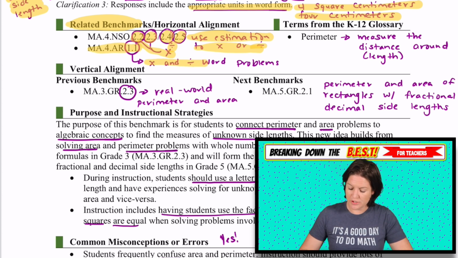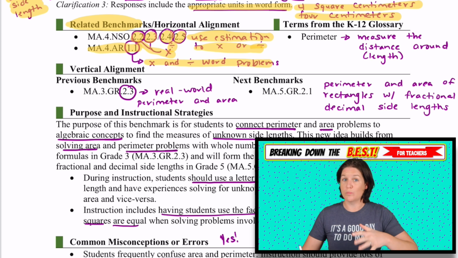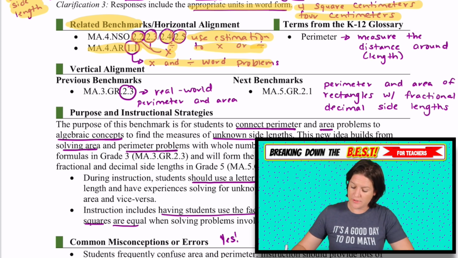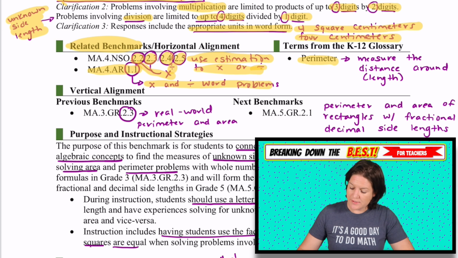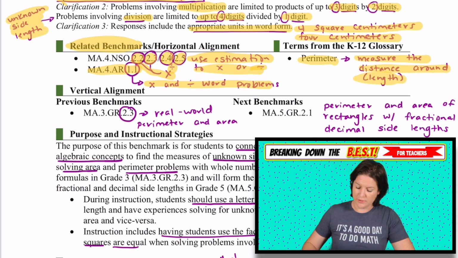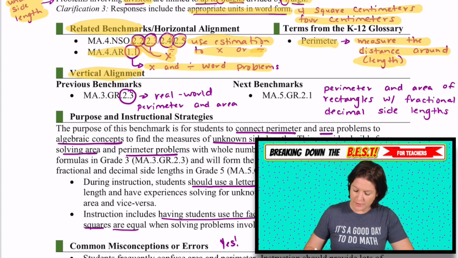4.AR.1.1 is multiplication and division word problems, which definitely relates because we will have perimeter and area problems in a real-world setting where we'll use multiplication and division. You need to know what perimeter is, and that is the measure of the distance around, the length that we are considering. Where are they coming from in 3rd grade?